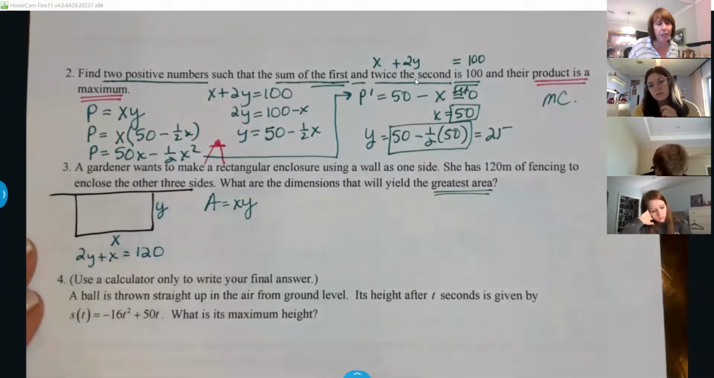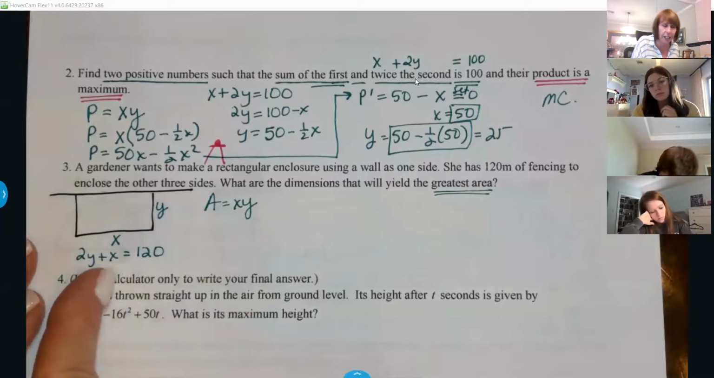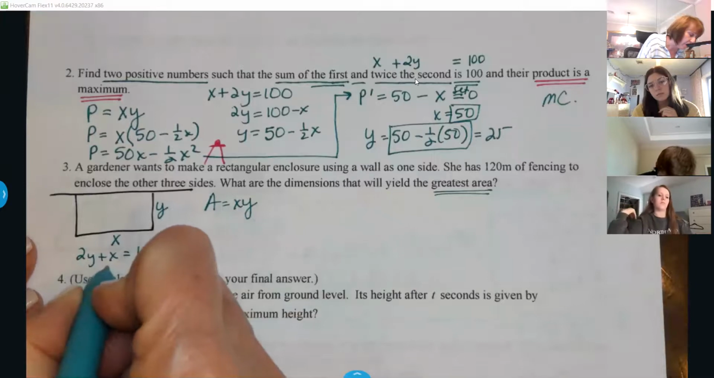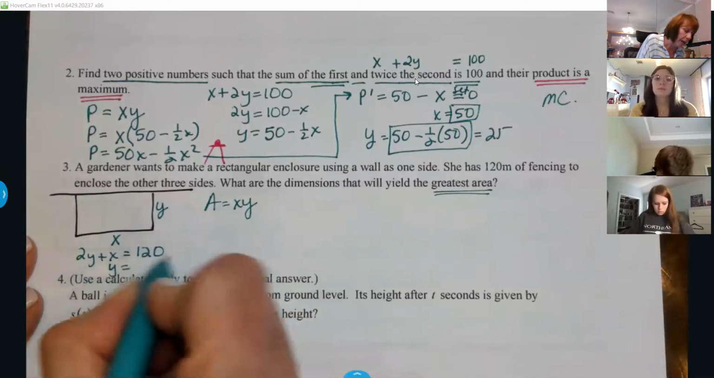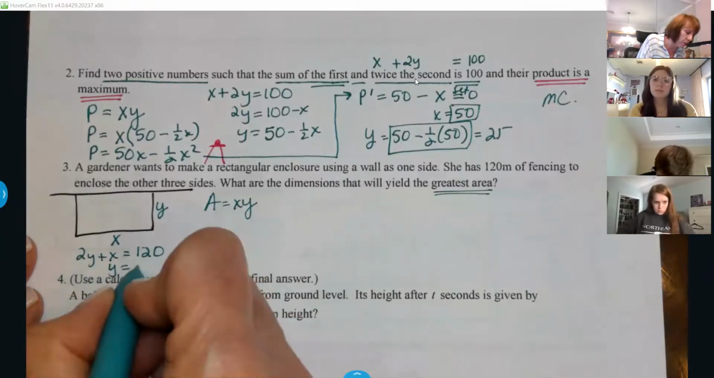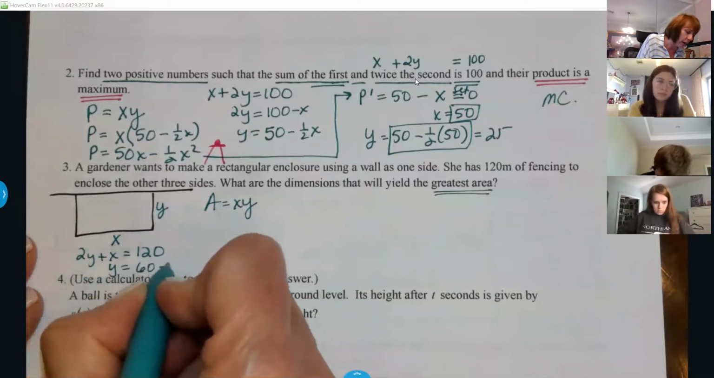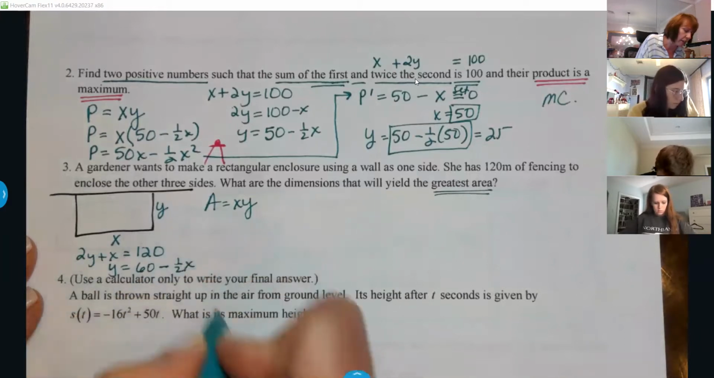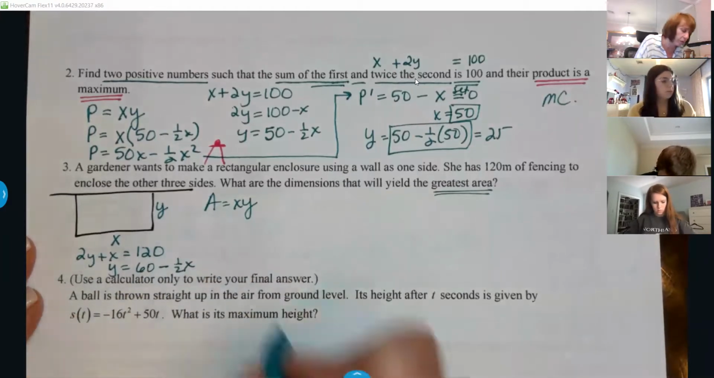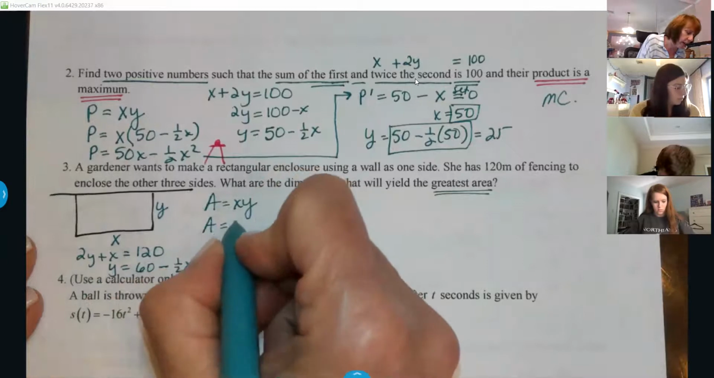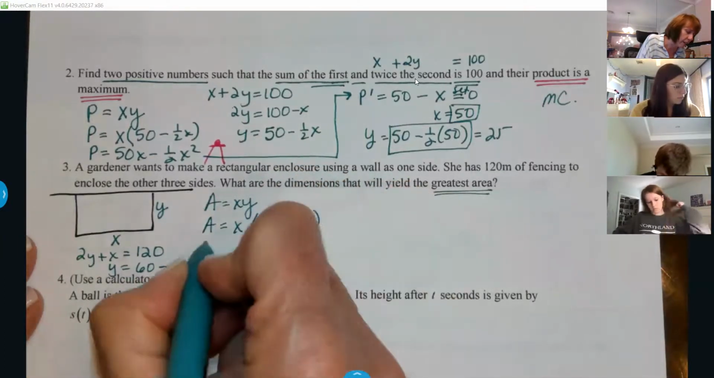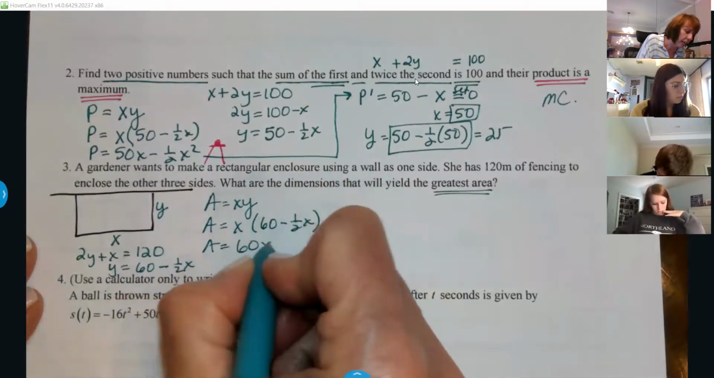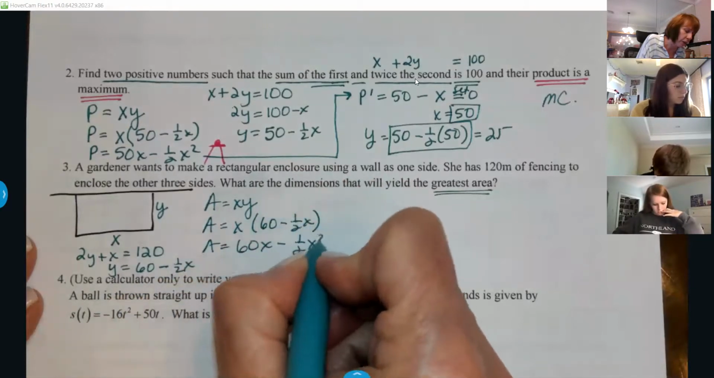And again, I'm going to solve it for Y. I know that it's really easy to solve for X, and you can if you want to. I'm going to solve it for Y though. I'm going to have Y is 120 minus X all divided by 2. So that's going to be 60 minus 1/2 X. So the area will be X times 60 minus 1/2 X, which is 60X minus 1/2 X squared.